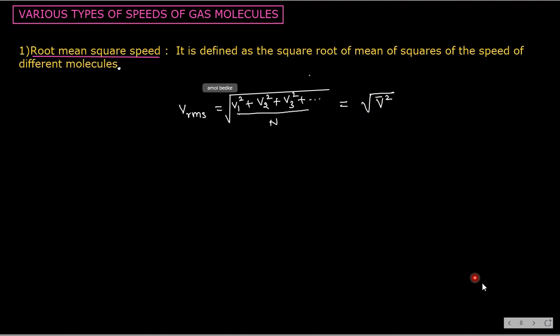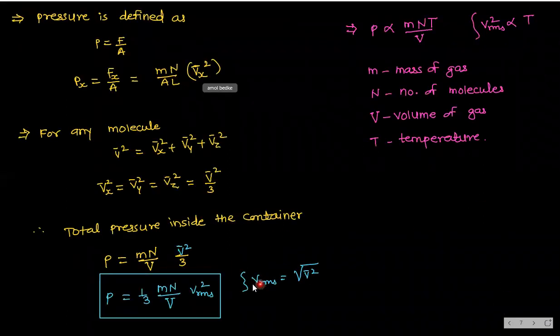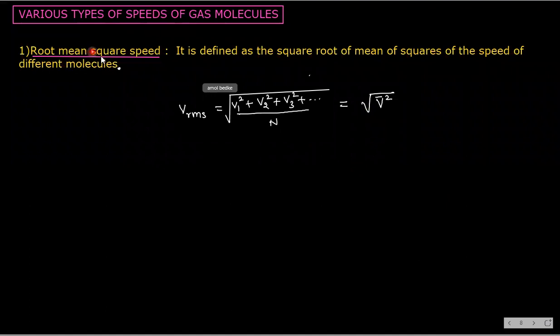And this is what we have used in the previous slide also. You can see here in the expression where there was V bar square, we have used Vrms square. So this is what? Root mean square speed.